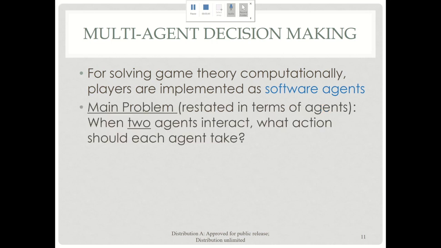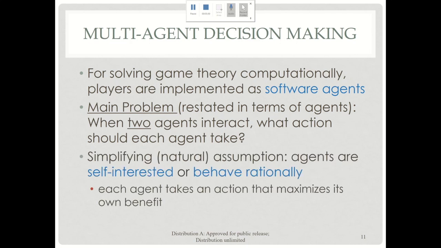Okay. So the main problem reinstated in terms of agents is when two agents interact, what action should each agent take? And of course, we have our assumption, which is very important in the context of game theory. It's sort of the bedrock of game theory, which is we assume that like the humans, agents are also self-interested, or in other words, they behave rationally, or each agent takes an action that maximizes its own utility or its own payoff or benefit. Okay.